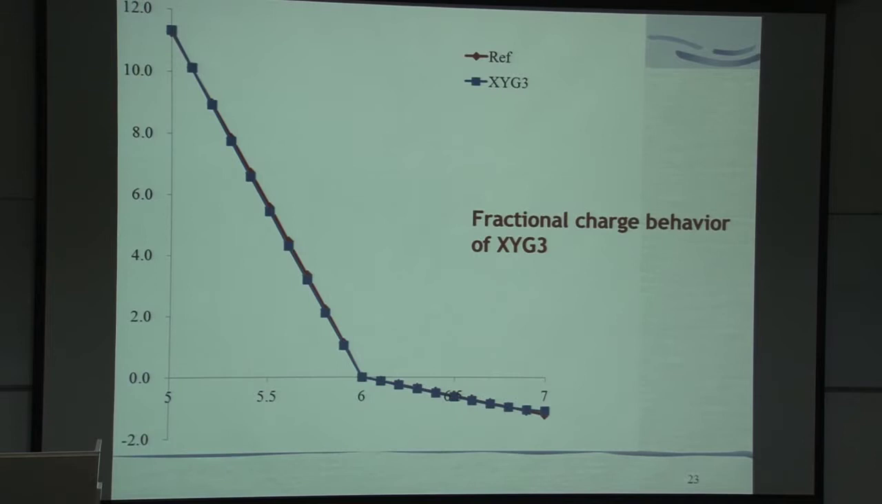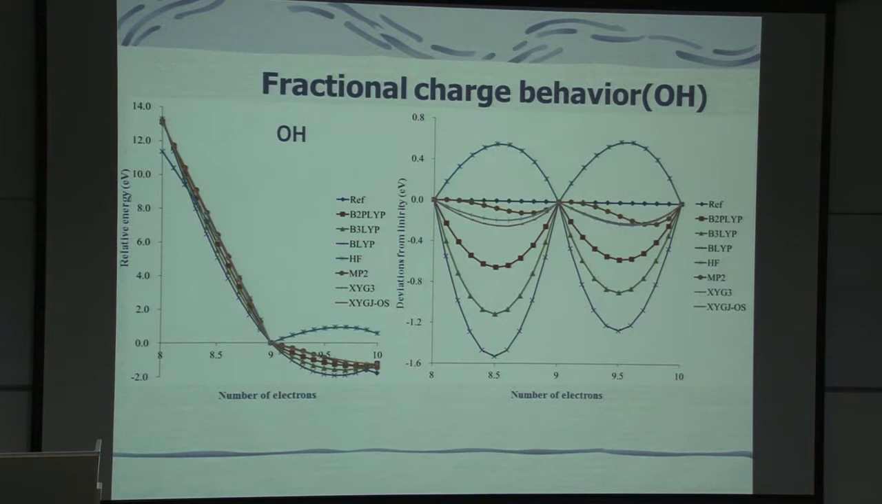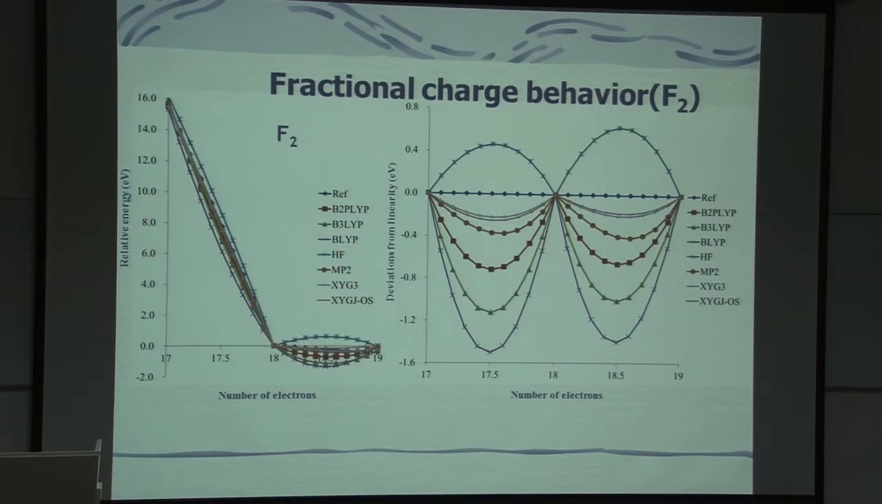And here we show that for the fractional charge, XYG3 is actually nearly linear, and of course you can still see something here. And this is for XYGJ-OS, and you can see this will explain why we have good behavior, because this condition we never fit or constrain. And you can see for different molecules and different species, you can always have this kind of linearity from B-strip, and nearly linear behavior for the new functional.